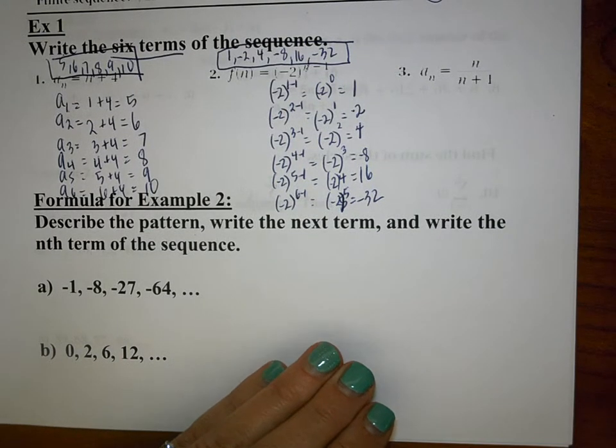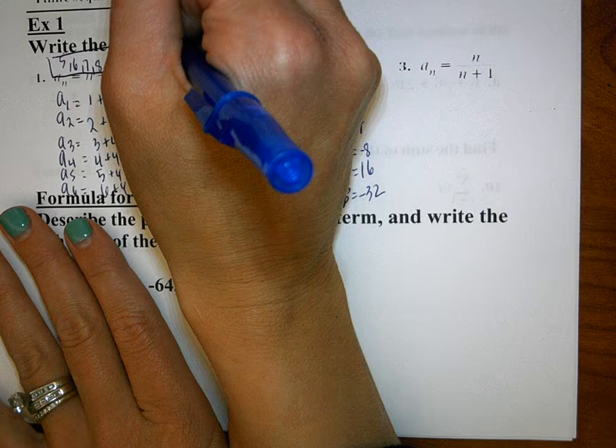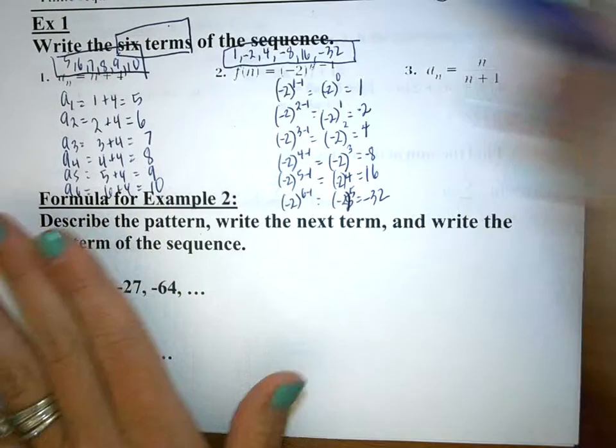It'll tell you, this one gave you instructions. They wanted you to go out to 6 terms.